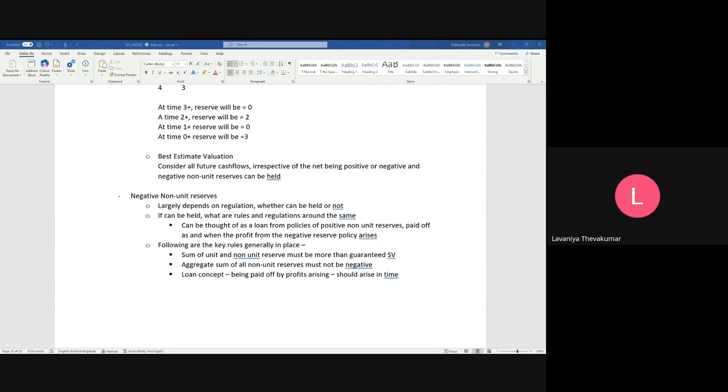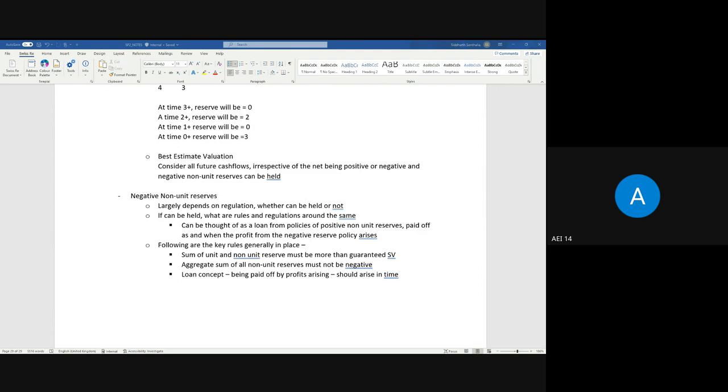So there's one more rule, the last rule that we have in place for negative non-unit reserve. It should not be that the cash flow patterns of these two policies, which are in a way subsidizing each other, are very different from one another. The concept is that the profits arising out of the negative non-unit reserve policy should come at the time when the negative cash flows of the positive non-unit reserve policy are occurring.